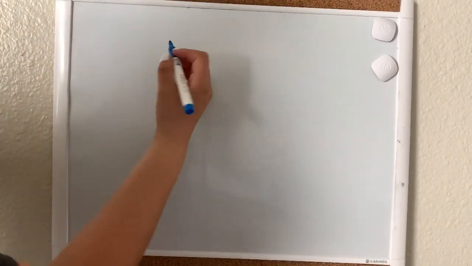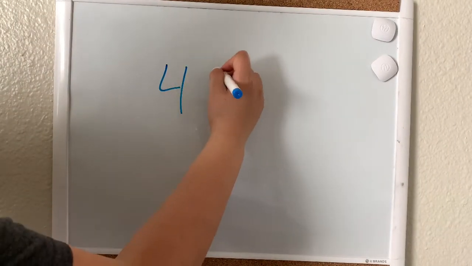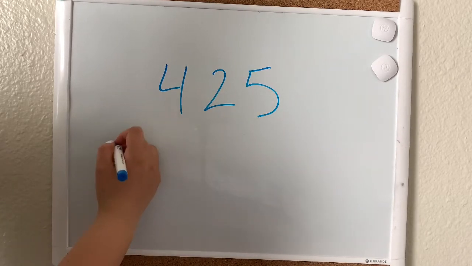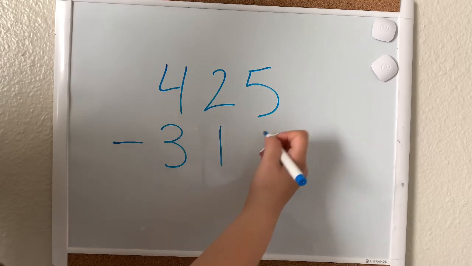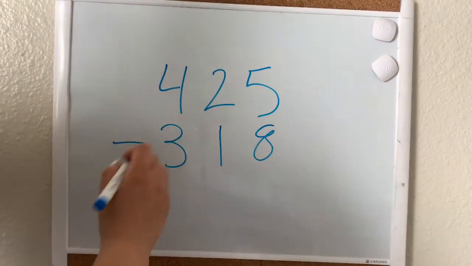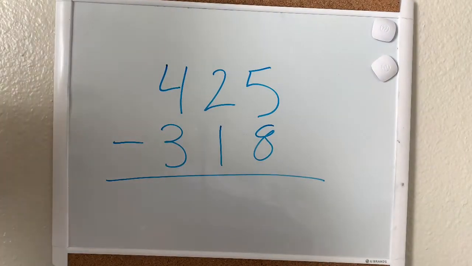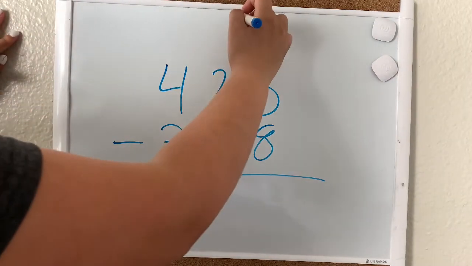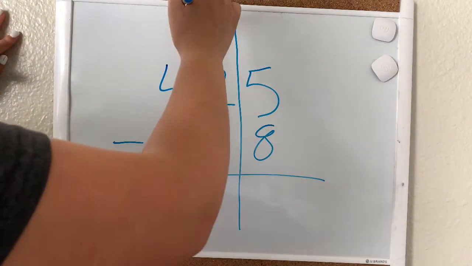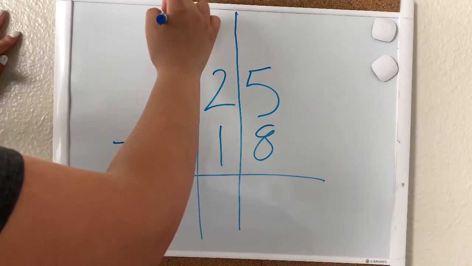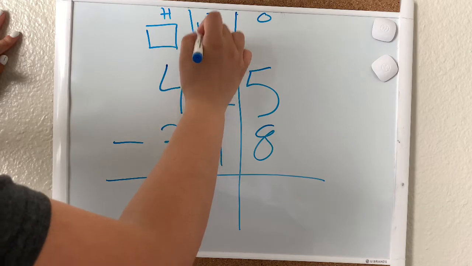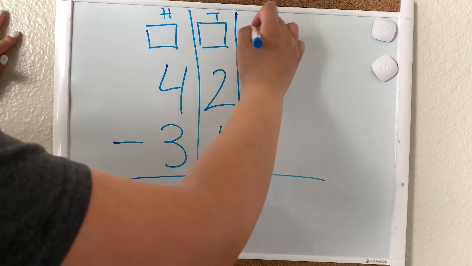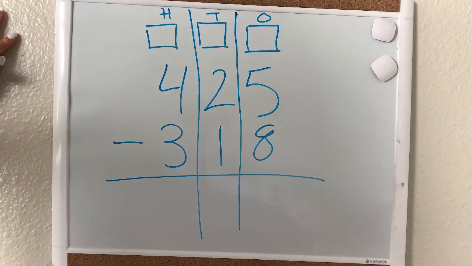All right, how about we try an easier one? So let's do 425 minus 318. All right, remember how you want to structure your subtraction problem. You always want to divide, label the hundreds, tens, ones, and draw your boxes for regrouping. All right, now let's get started.